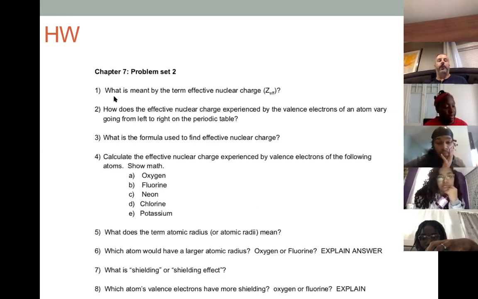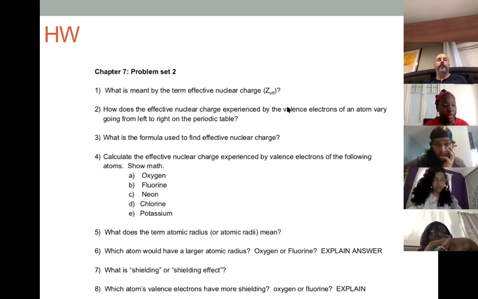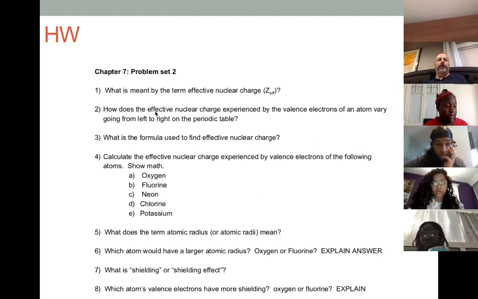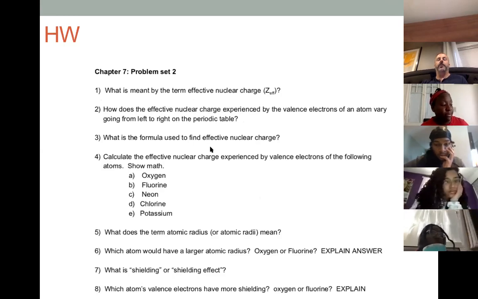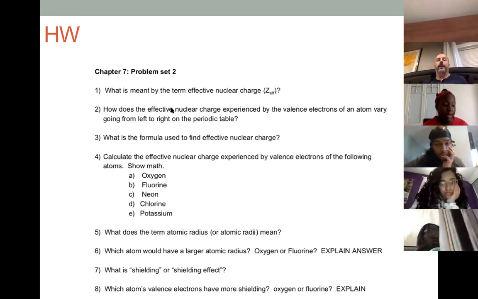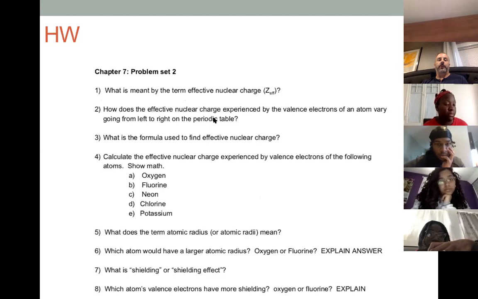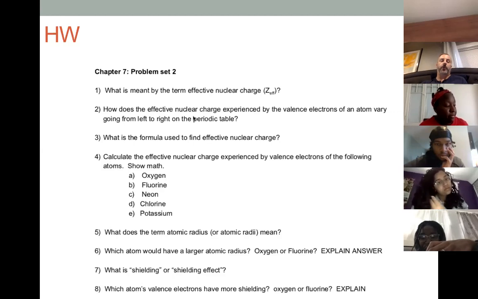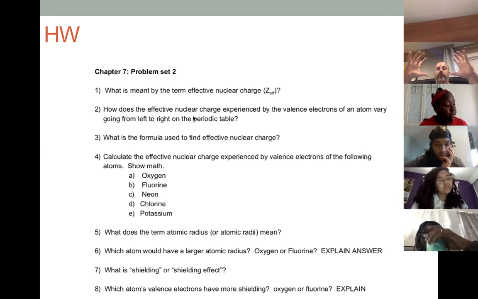So are we okay with number 1, what is meant by effective nuclear charge? Are we okay with the pattern going left to right? The big thing with that is on the AP test, you can't just say effective nuclear charge increases going left to right. You have to be able to say why. And so you have to talk about how they have the same core electrons, but they have 1 more proton every time you go right. And so that proton pulls harder on the electrons and makes everything sort of come smaller.